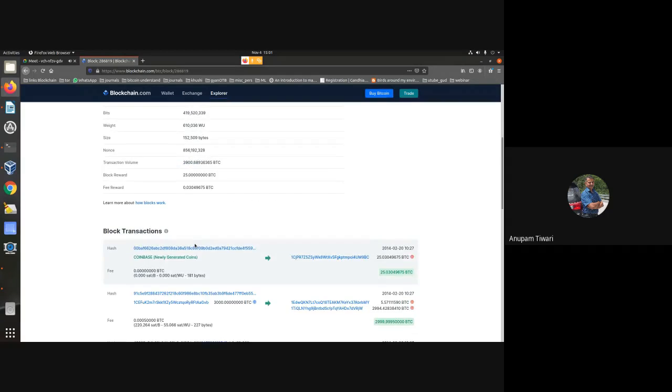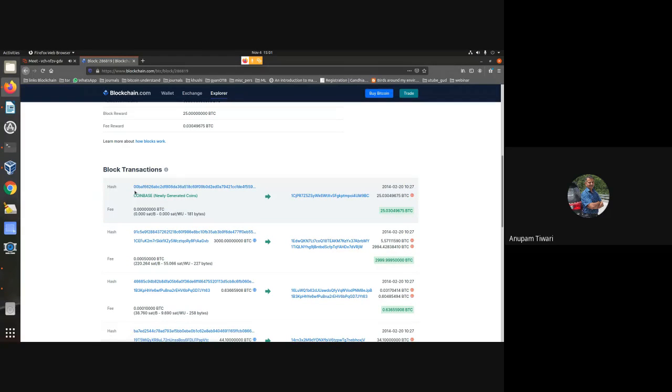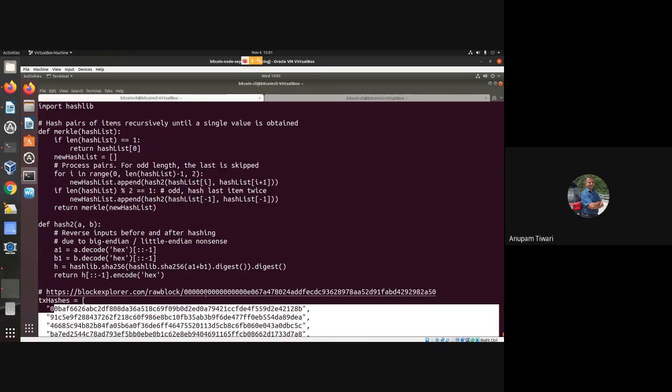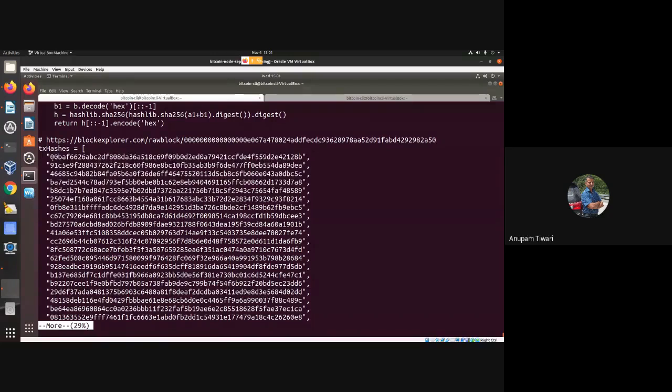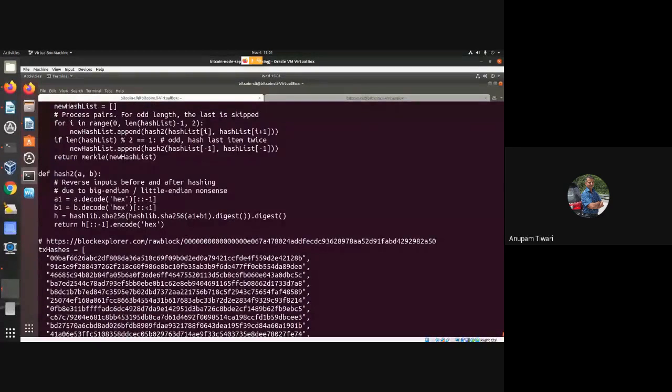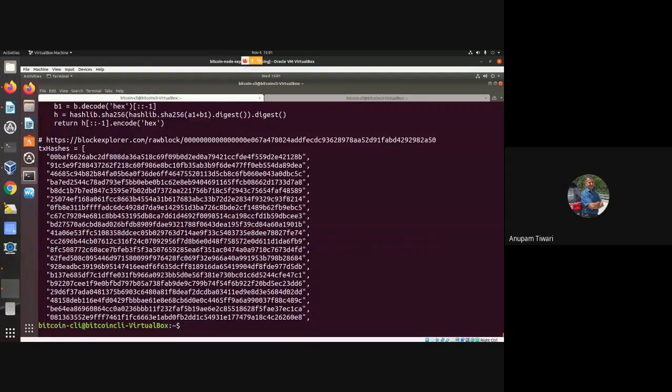I have taken all these transactions, these 99 hashes, starting with hash 00BEA. We go here, and all these transaction hashes, I'm sure you are able to connect now, I have put in the script itself. And I simply run Python Merkle, and what do I get?